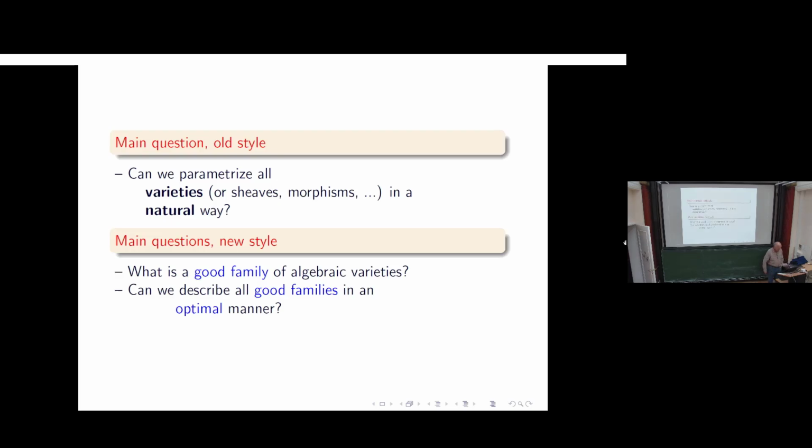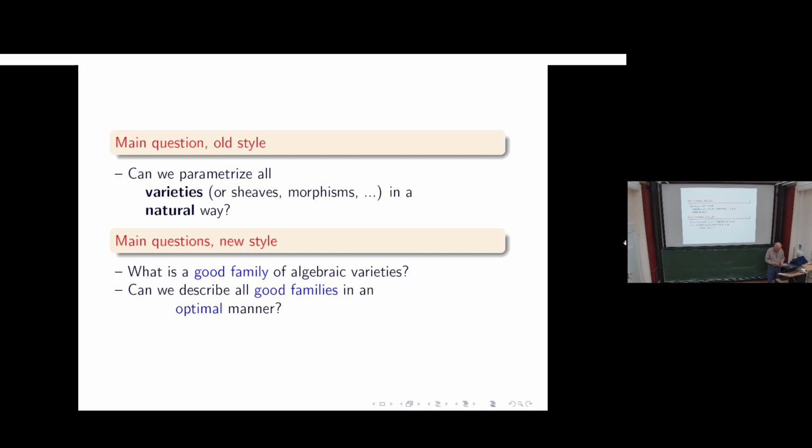Okay. And so the main question, old style, is: can we parameterize all, and then you take your favorite objects? I will take algebraic varieties, but some people take sheaves or morphisms in a natural way. But the new style, and these stacky people are behind it, but in fact it was very much implicit before. So what is a good family of algebraic varieties? And can we describe all the good families in some optimal manner?